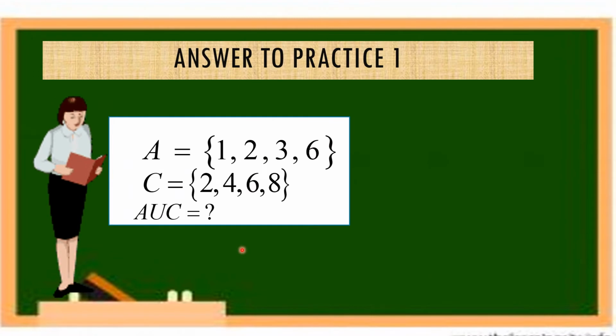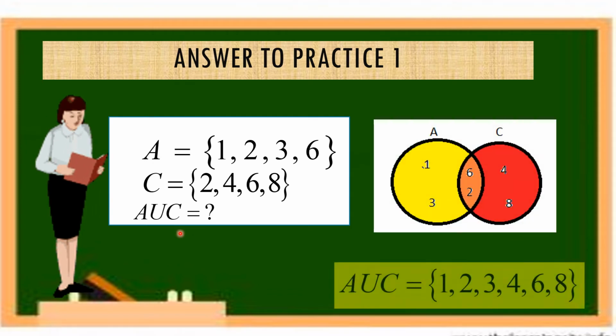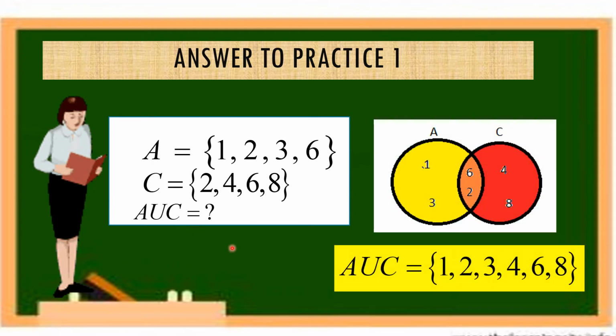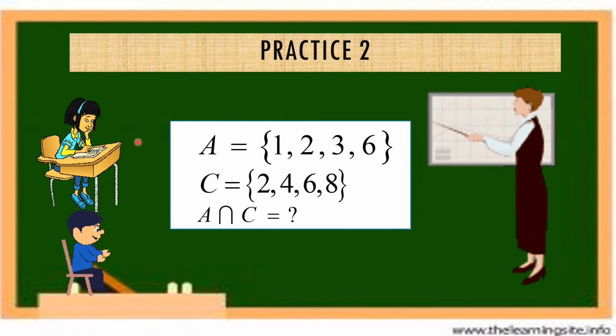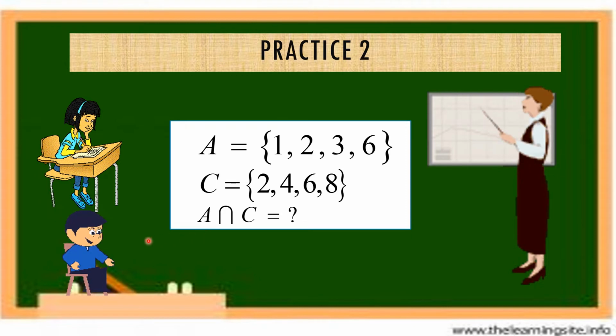Answer to practice 1. A union C means all the elements belonging to both set A and set C. Alright, and what is our answer? A union C equals 1, 2, 3, 4, 6, and 8. We have practice 2. We need to find A intersection C.